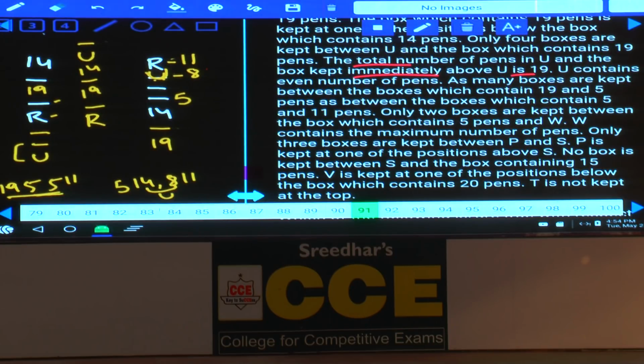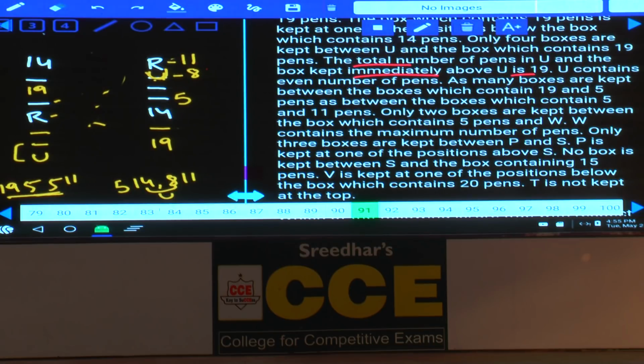Why can it not be 5? Because if it is 5, then 19 and 5 and 5 and 11. Now in between 19 and 5 there are 3 boxes, and again from there another 3 boxes, which means in total 10 boxes were there, which is not possible. And here also the value of the box above this U is 11. If it is 11 and U is 8, between 19 and 5 and 5 and 11, is it possible here? Not possible. It is not equidistant, and this is the only possibility for 5. If it is 5 here, 19 and 5 are adjacent, 5 and 11 must also be adjacent, and this case is completely ruled out. Done?